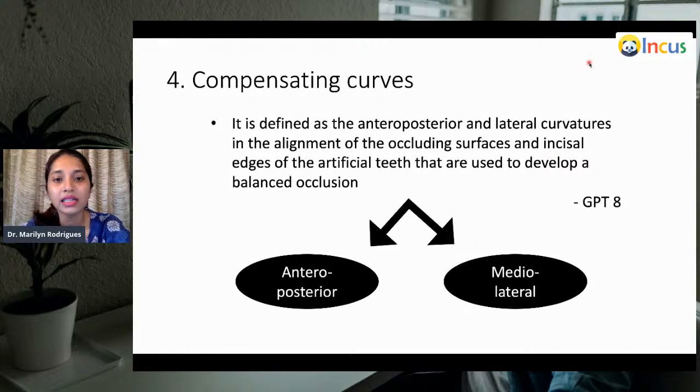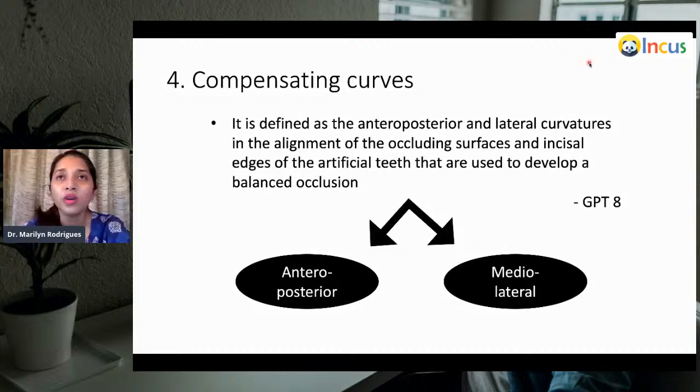It is defined as the anterior, posterior and lateral curves in the alignment of the occluding surfaces and incisal edges of the artificial teeth that are used to develop a balanced occlusion. Now, the reason compensating curves are given in our complete dentures is basically to prevent the Christensen's phenomenon from happening. Now, what is Christensen's phenomenon?